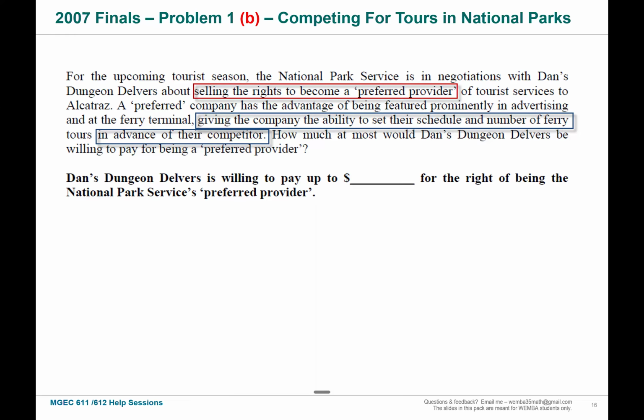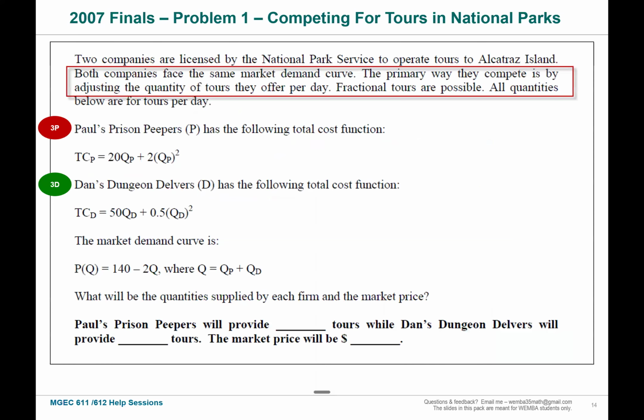Okay, so the Stackelberg situation. In Stackelberg, what's the algorithm? Our algorithm is we'll start with the firm that is going second. So if DDD is going first, we will start with the PPP firm, the Paul's Prison Peepers, and start with its reaction curve.